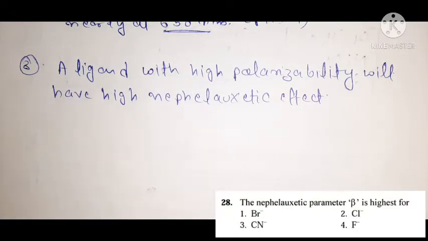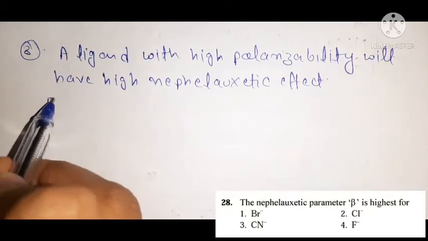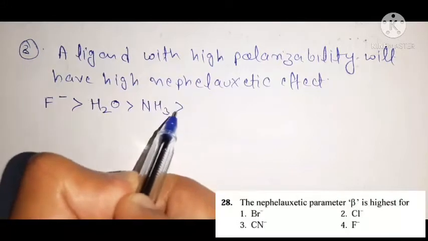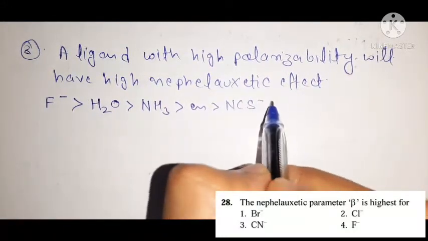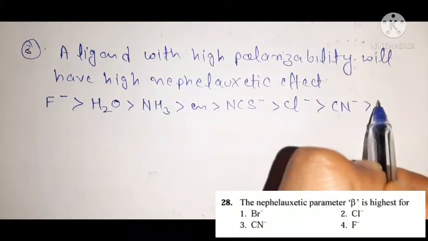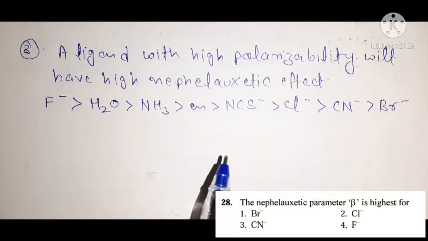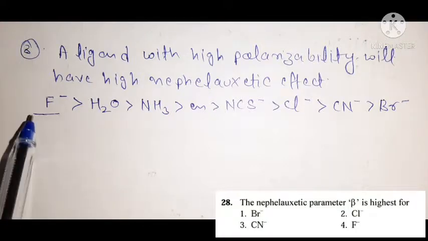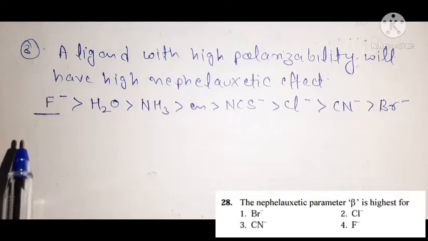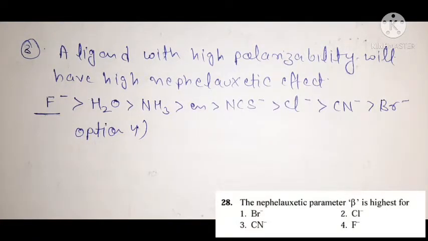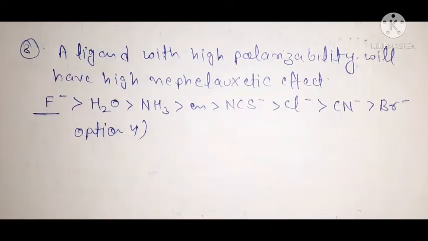Okay, so according to this series, we have ligands where the highest polarizability is for fluorine, and after that H2O, then NH3, then ethylenediamine, then NCS negative, then Cl negative, then CN minus, then Br minus. This is the decreasing order of polarizability. So the highest polarizability will be for F minus, that means it has the highest value of the nephelauxetic parameter, that is beta. So out of these four options, option number 4 is the correct answer, that contains F minus. This question may also ask about the highest value of beta, and it depends on the polarizability. So the highest polarizability is for F minus, so it will show the highest value of beta. Understand? Okay, so option number 4 is the correct answer.